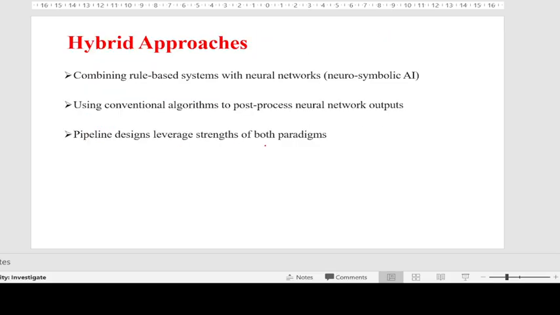Next one is hybrid approaches. So in hybrid approaches, what to do? Combining the rule-based system with neural networks. So neural networks and rule-based systems are combined. We also call it neuro-symbolic AI. These are some of the possible approaches, so we can combine conventional computing and neural computing. Next one is using a conventional algorithm to post-process the neural network's output.